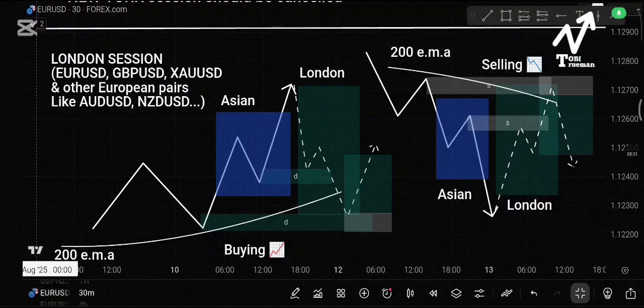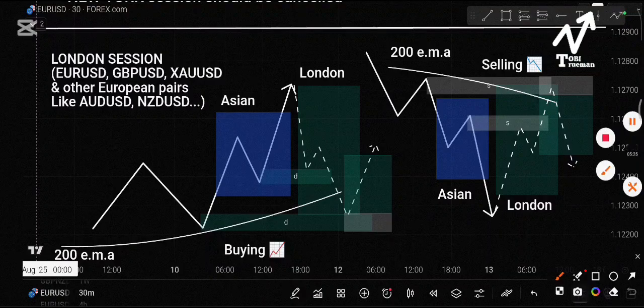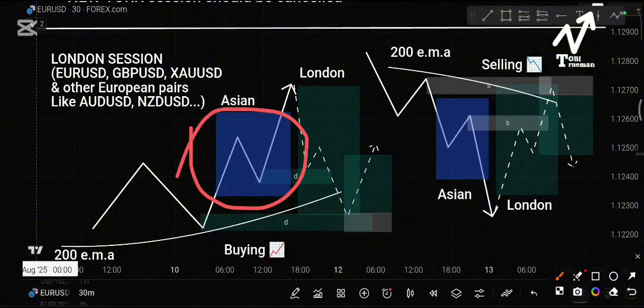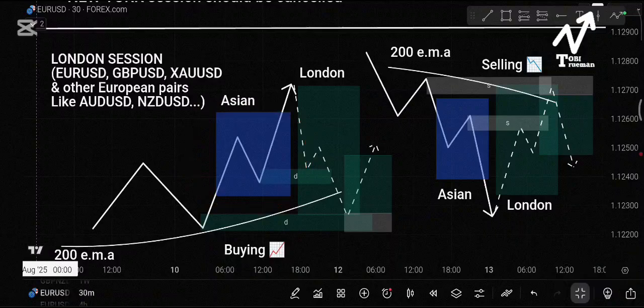Now let us look at the pictorial representation of how this may likely appear on the chart. What we have here is our Asian session, and then the other one, we have our London session.